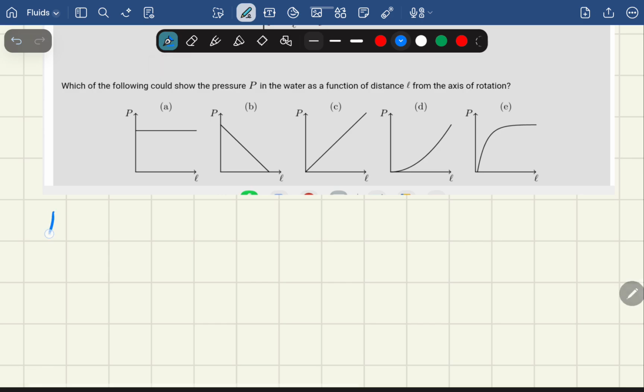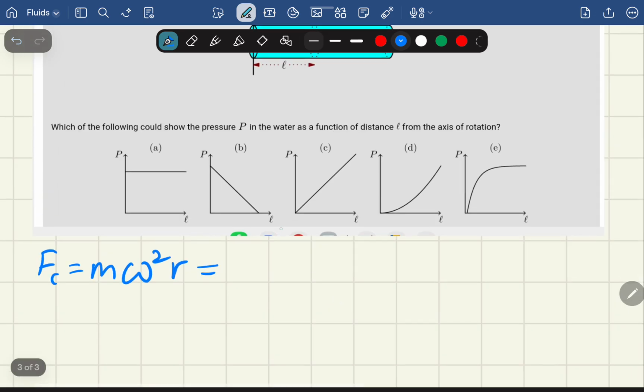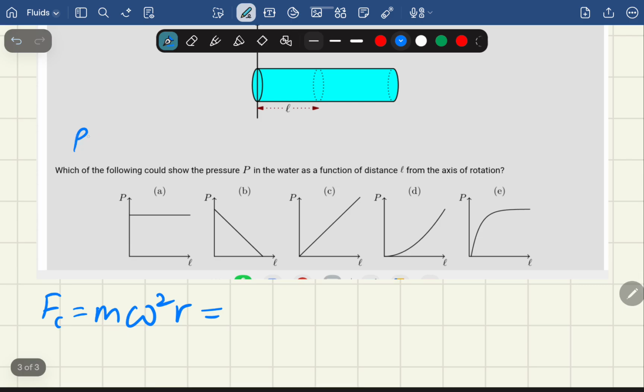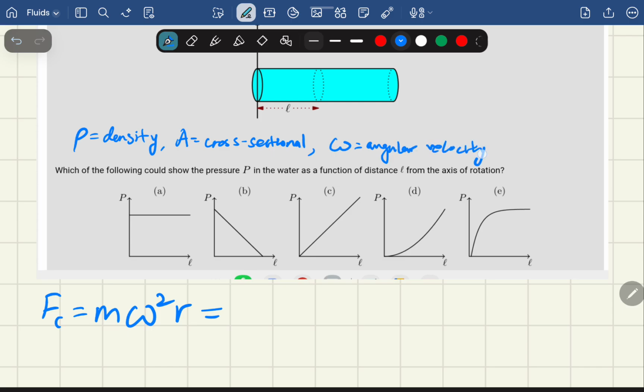So first we need an equation for the centripetal force. Well, we know that's m omega squared r. So let rho be the density, let A be the cross-sectional area, which we know is a circle, and omega is angular velocity. So the mass is just the density times volume, right?